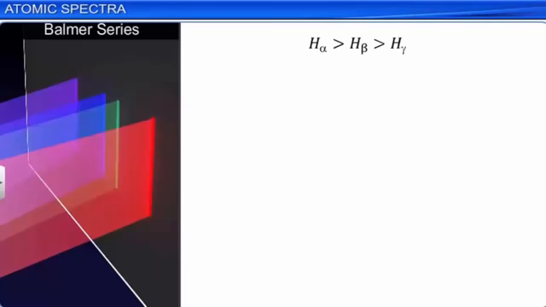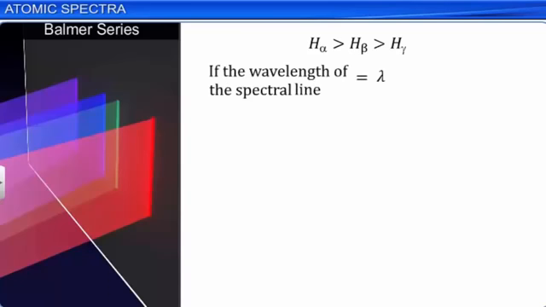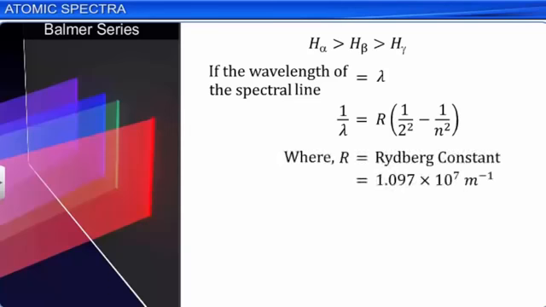Balmer gave a simple empirical formula which these wavelengths follow. If the wavelength of the spectral line emitted is lambda, then 1 by lambda is equal to R into 1 by 2 squared minus 1 by n squared, where R stands for the Rydberg constant, which is equal to 1.097 into 10 power 7 per meter, and n takes integral values 3, 4, 5, and so on up to infinity. This equation is called the Balmer formula. Let this be equation 1.